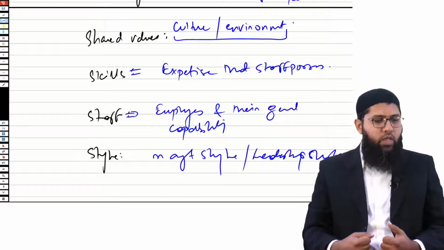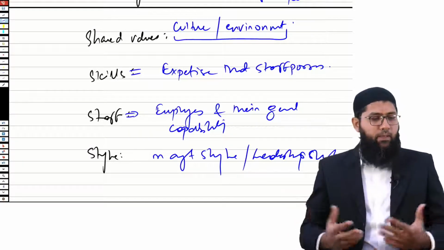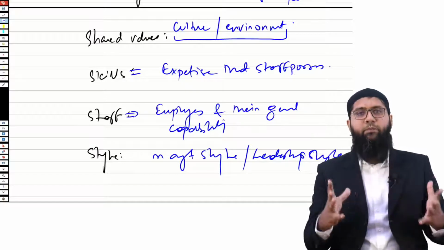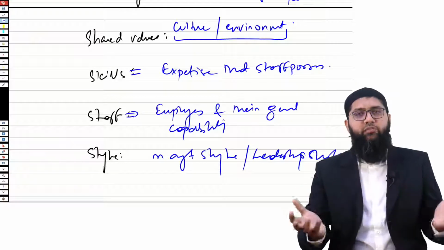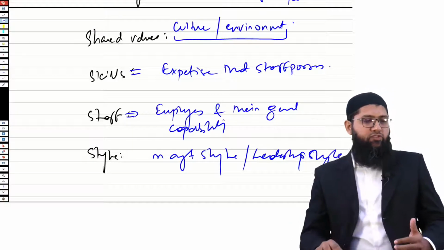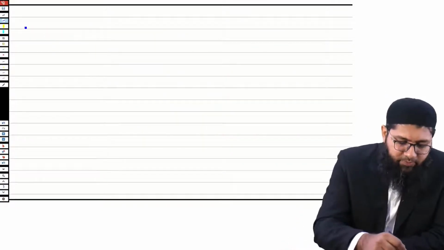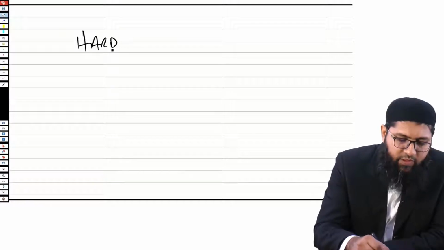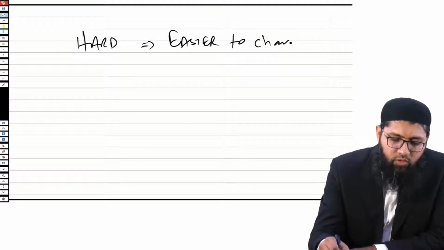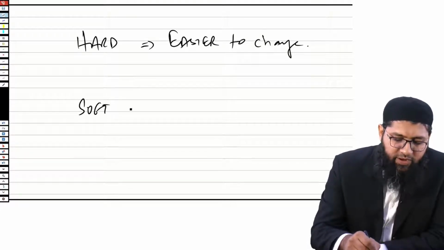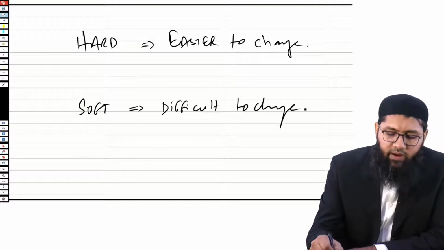Now, what exactly is the purpose of classifying these elements into hard elements and soft elements, and what does McKinsey 7S guide us? So let's talk about it. As per McKinsey 7S, the hard elements are relatively easier to change, and the soft elements are difficult to change.